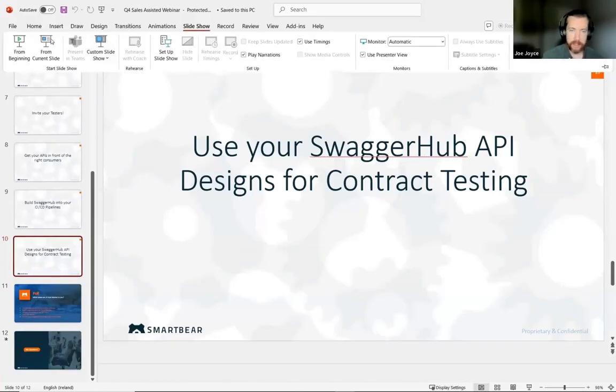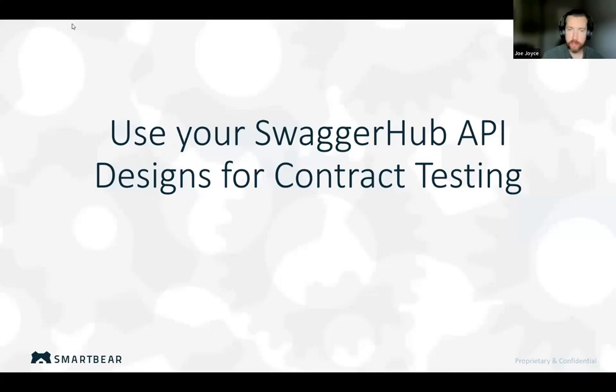The last thing here is to start using your SwaggerHub API designs for contract testing. I could probably speak for an entire further hour about contract testing, which we don't have, and I won't subject you to that after 45 minutes of listening to me. But contract testing in a nutshell, it's been around for a while. It's not radically new. It's been around for over 10 years in the form of Pact, which is an open source contract testing tool.